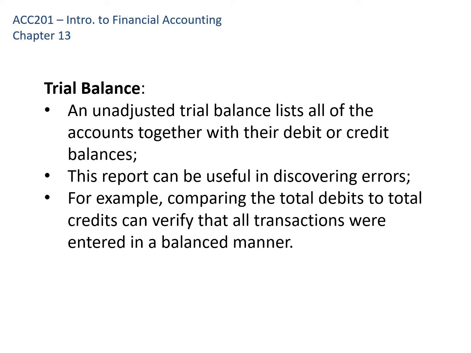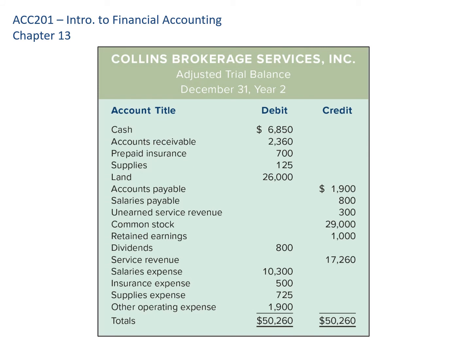Okay, so here's an example from this same company where I've listed all of the accounts in financial statement order, so assets, then liabilities, then stockholders' equity, then revenue, then expenses. And I've just recorded what the ending balance was, either in the debit column or the credit column. Add them all up, and you can see they equal each other. So there's a couple of tips.